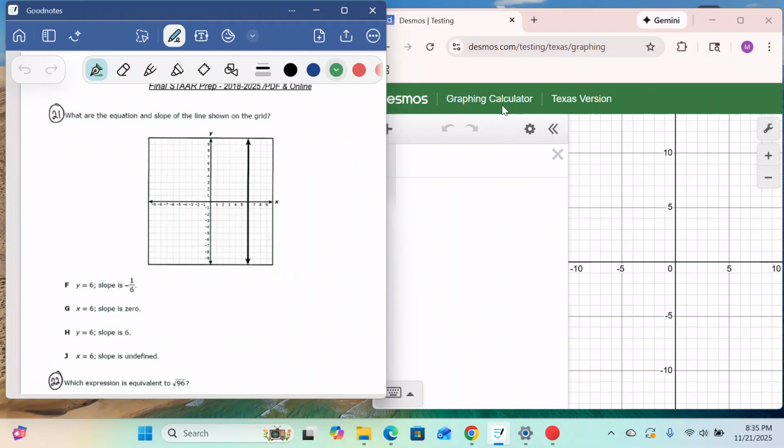And once again, we are using our Desmos calculator, and it is the STAAR edition, or the Texas version of Desmos, because again, we are prepping for our STAAR End of Course assessment.